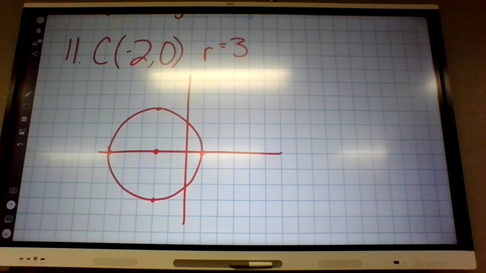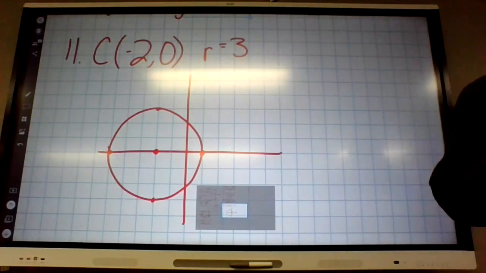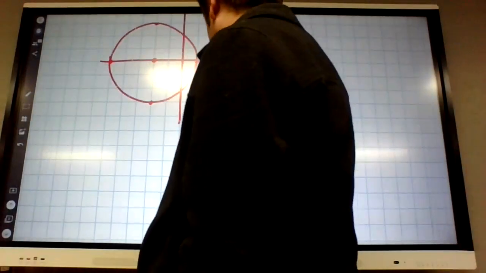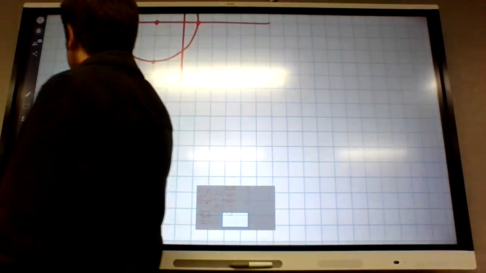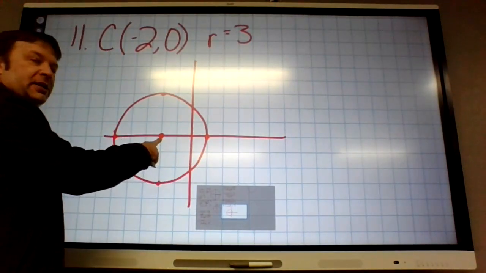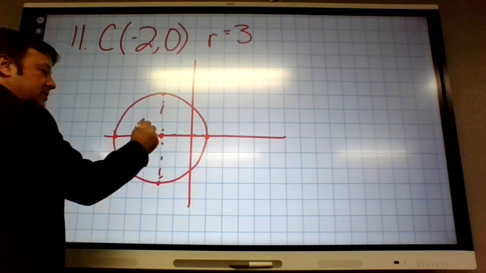I'm still figuring out how we did it. I was drawing my own. Yours looks puzzled. I'm puzzled what to do. Okay, you go to -2, 0, that's your center. And then you go 3 in every direction. Oh. 3 in all directions.